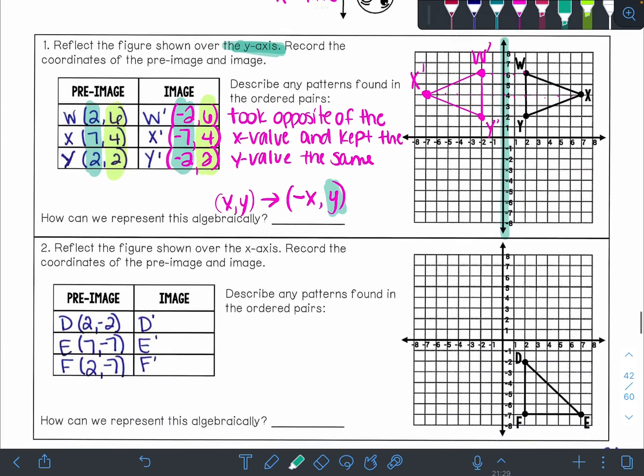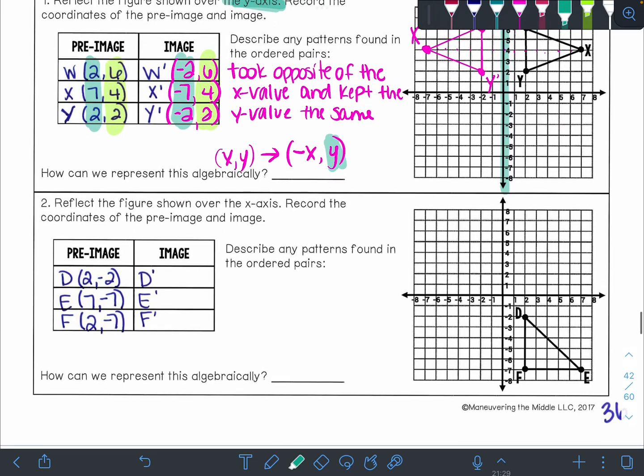So if I want to look at reflecting over the x-axis, here's my x-axis, and I notice D is 2 away from my x-axis, so D prime is going to be 2 away. F is -7 away, so F is going to be 7 away up here. And E is also 7 away, so E prime is going to be 7 away up here. And I go and draw my shape. And you can see the mirror image where it flipped over.